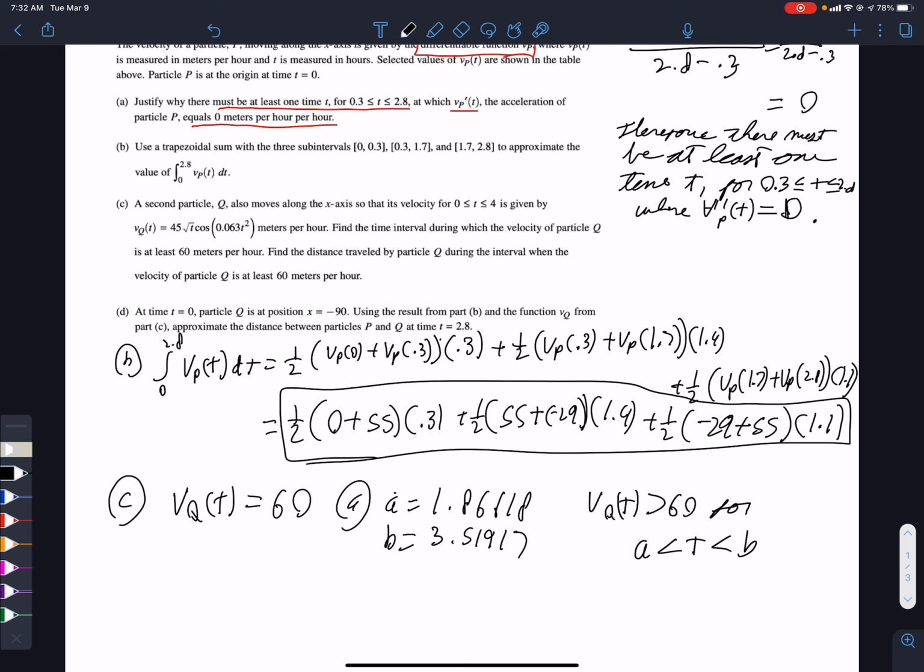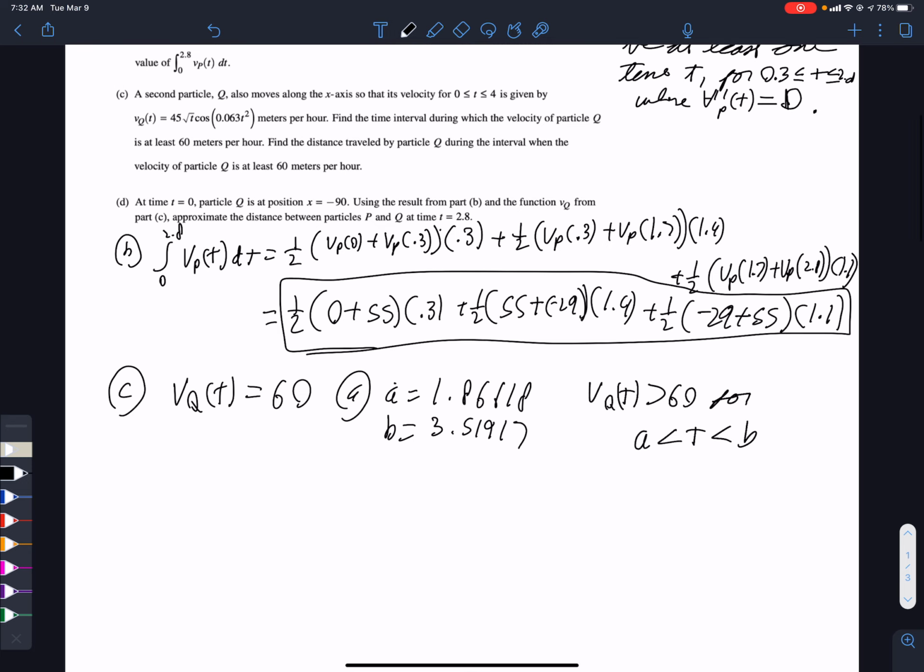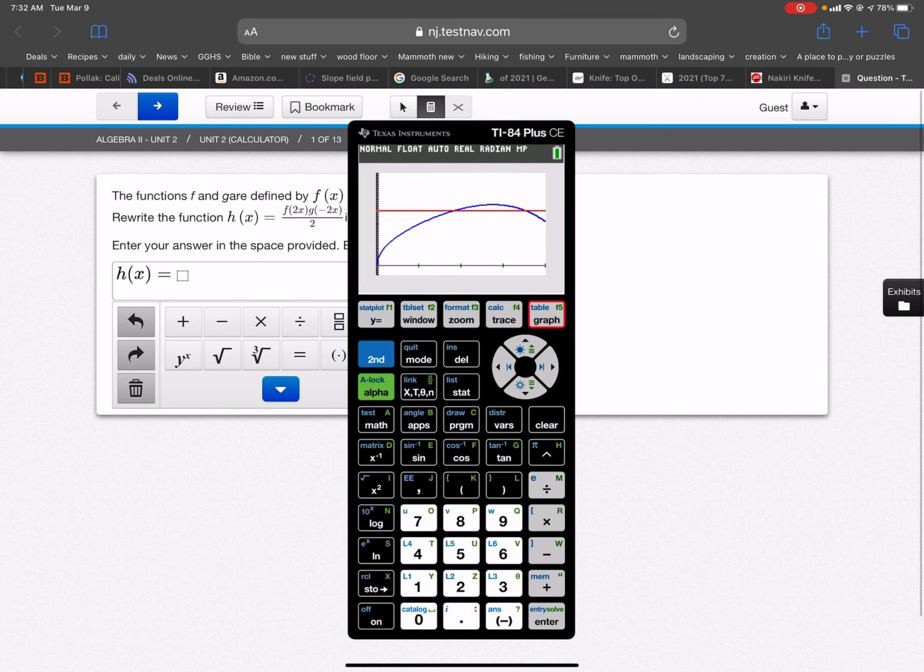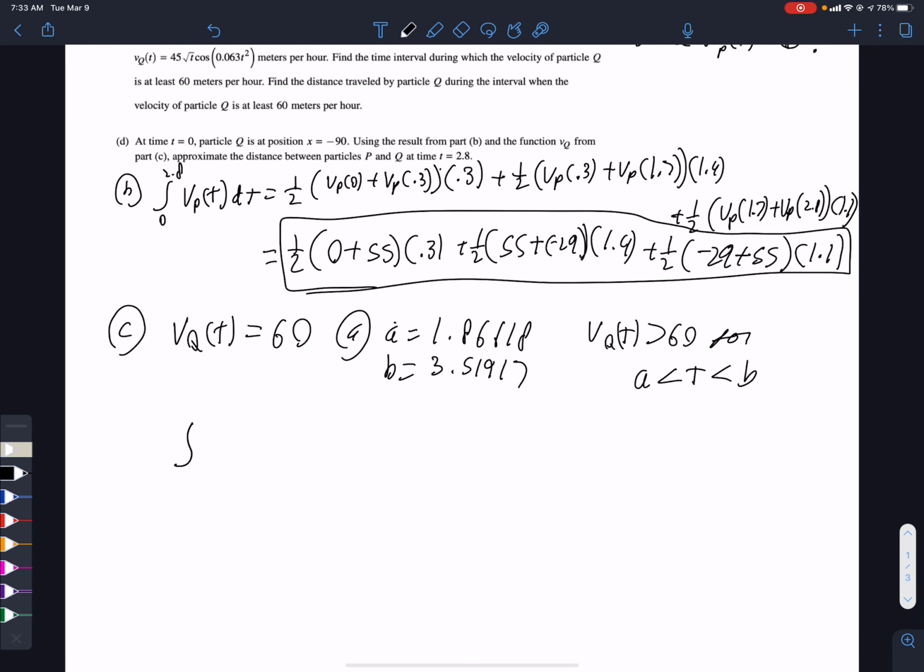Let me continue reading. Find the distance traveled by particle Q during the interval when the velocity of Q is at least 60 meters per hour. So going back to the graph, they want the total distance traveled from A to B in the period where it's traveling faster than 60. Okay? And so this is where you have to know your formulas. If you integrate velocity, it gives you displacement. But if you integrate the absolute value of velocity, it gives you total distance traveled.